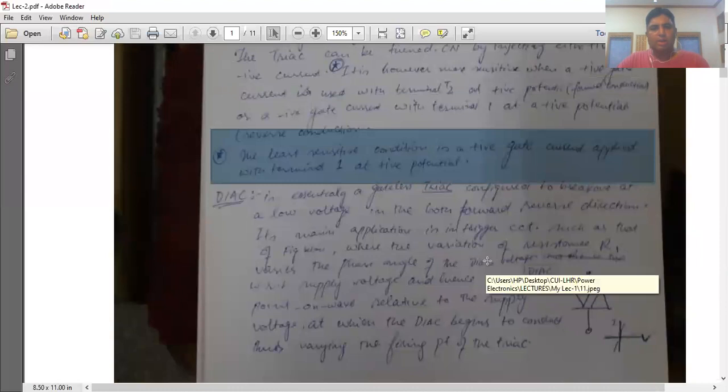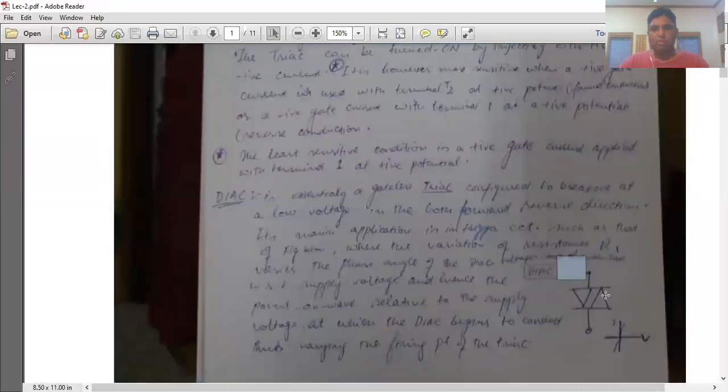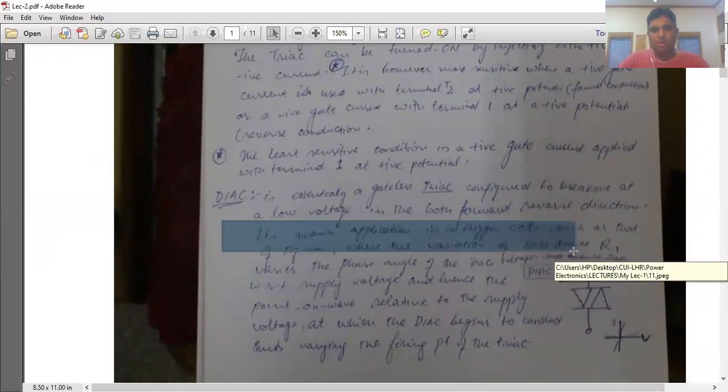Now, what is a diac? Diac is essentially a gateless triac. You can see this is the symbol of a diac. Similarly, it has two thyristors in inverse parallel, but this diagram does not have a gate. It is a gateless triac. So we can say a gateless triac is a diac, and it is mainly used in trigger circuits.